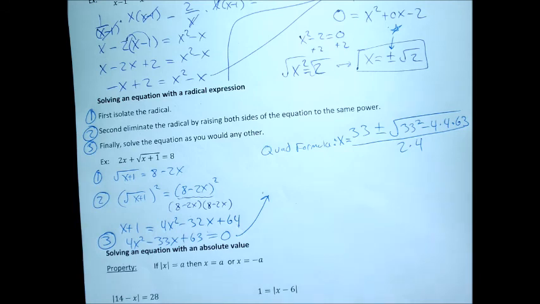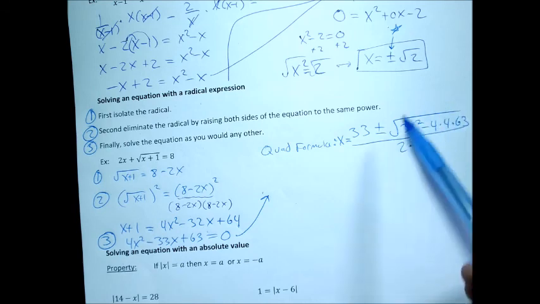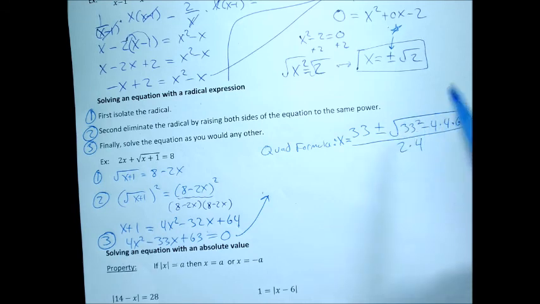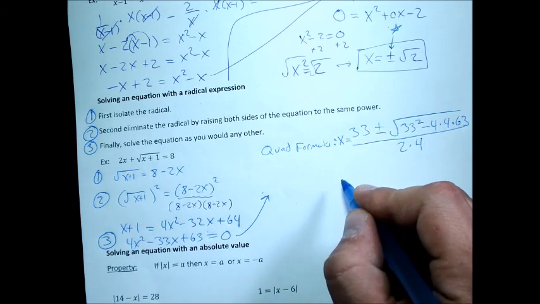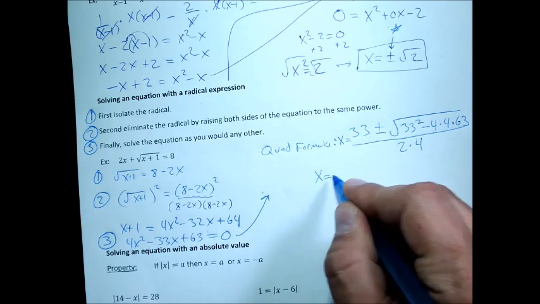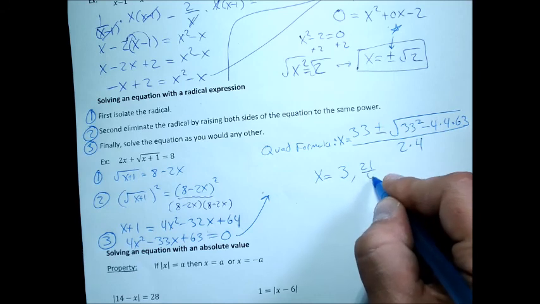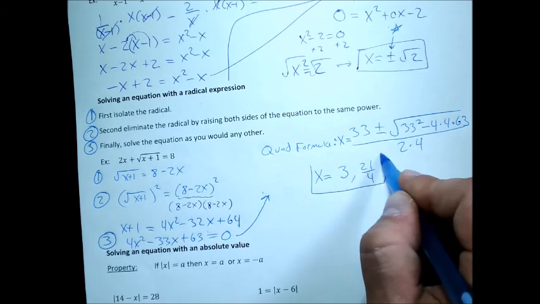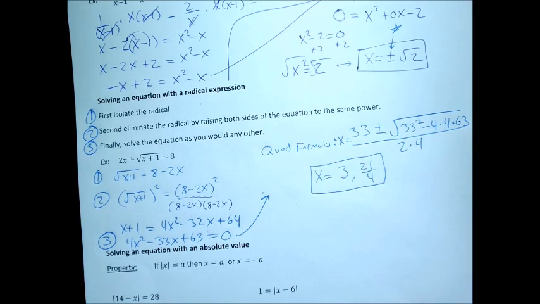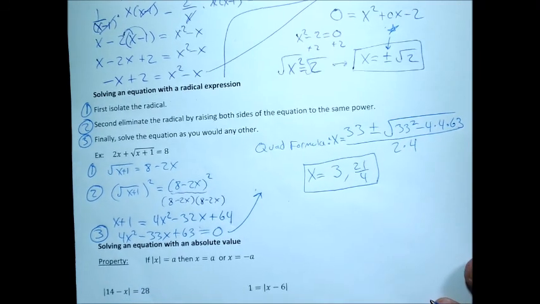And so I'm just going to write down what this simplifies to, right? There's a bunch of steps where you would have to simplify what's inside the root, etc., but this is a good one to try on your own maybe. When you simplify it down, you get the number 3, and the number is 21 over 4. And so those are the two roots, the two solutions for this equation.